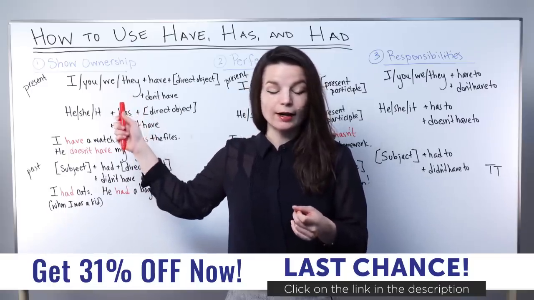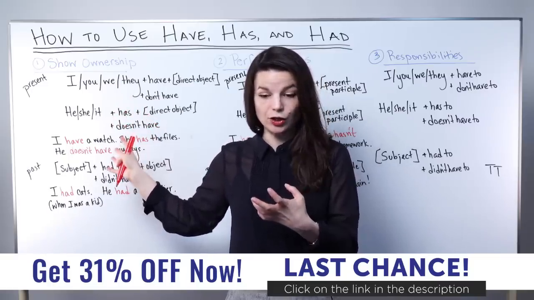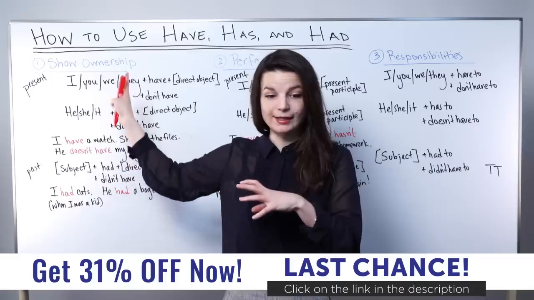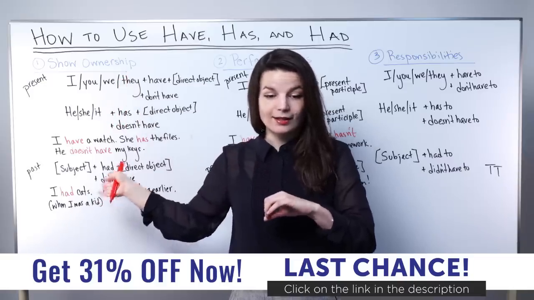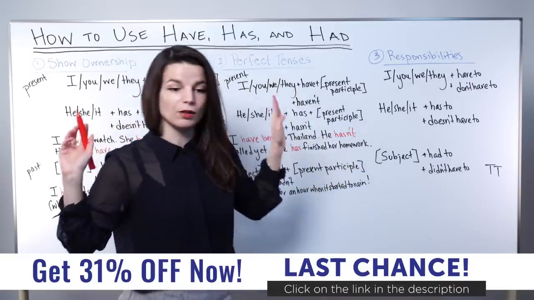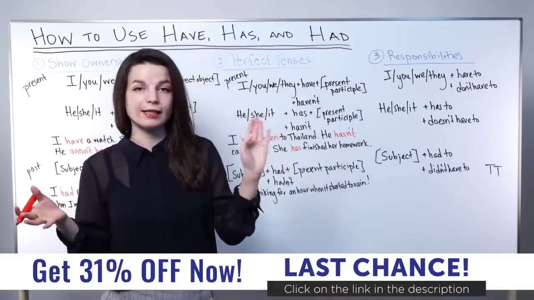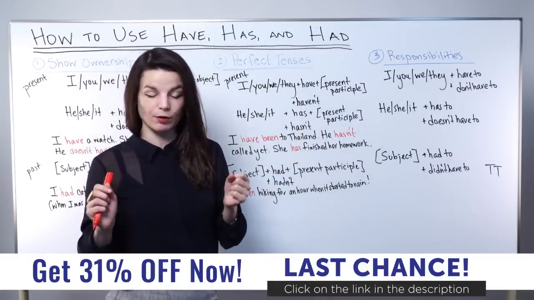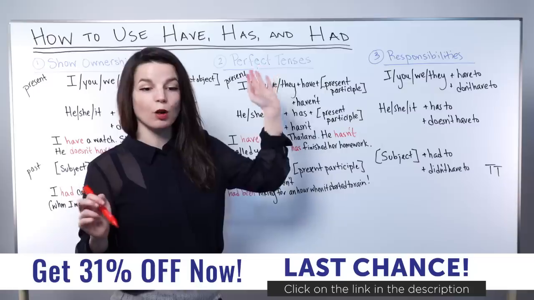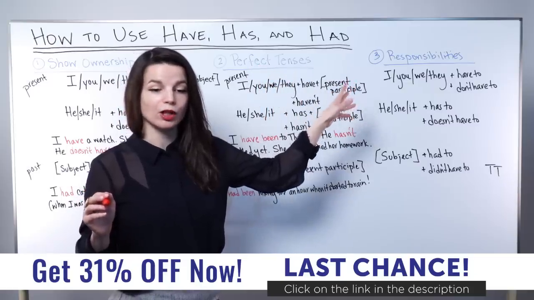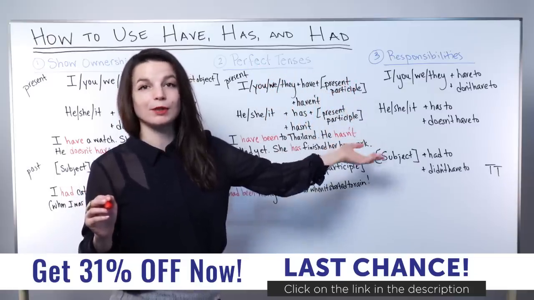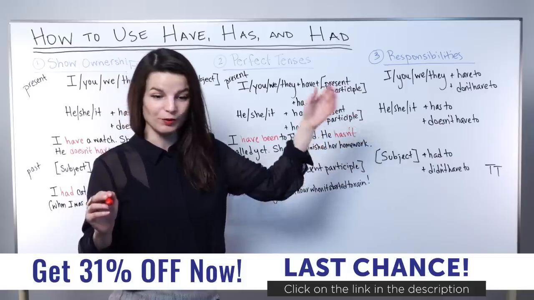First, I'm going to talk about using have to show ownership in present tense and in past tense. Second, I'm going to talk about using it to make perfect tense, present perfect tense and past perfect tense. And finally, we're going to practice using have to express responsibilities, like I have to do something.